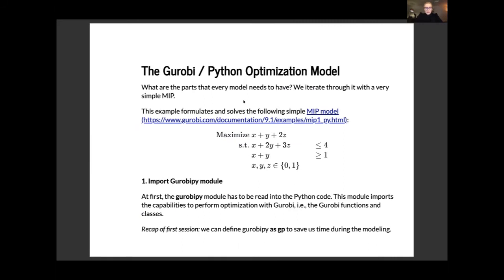Then let's start. How do you actually optimize or model something in the Gurobi Python interface? What are the parts that every model needs to have when you want to work with it? So we iterate through this with a very simple mixed integer problem. This example formulates and solves the following model that you can also find within the Gurobi documentation.